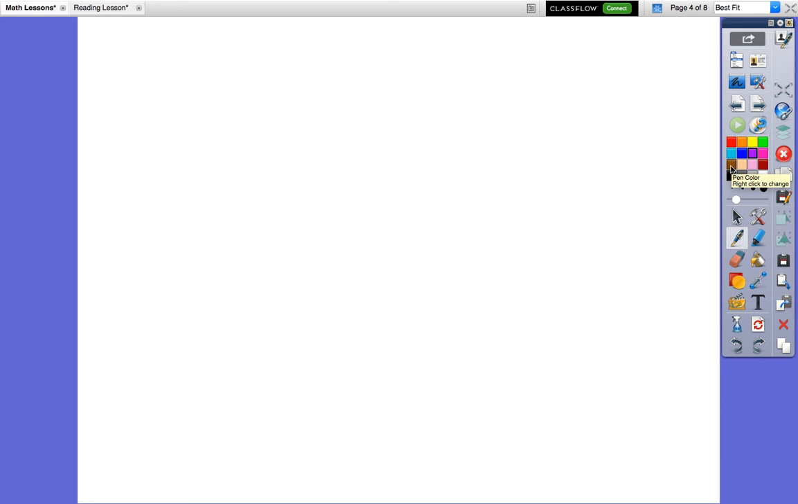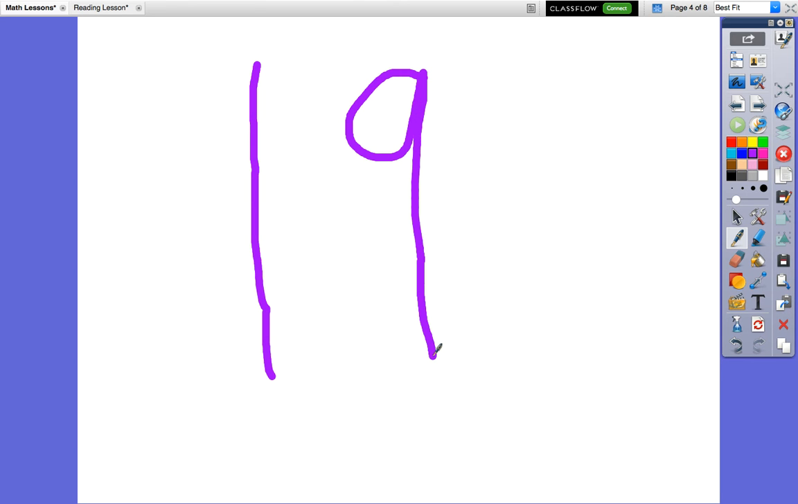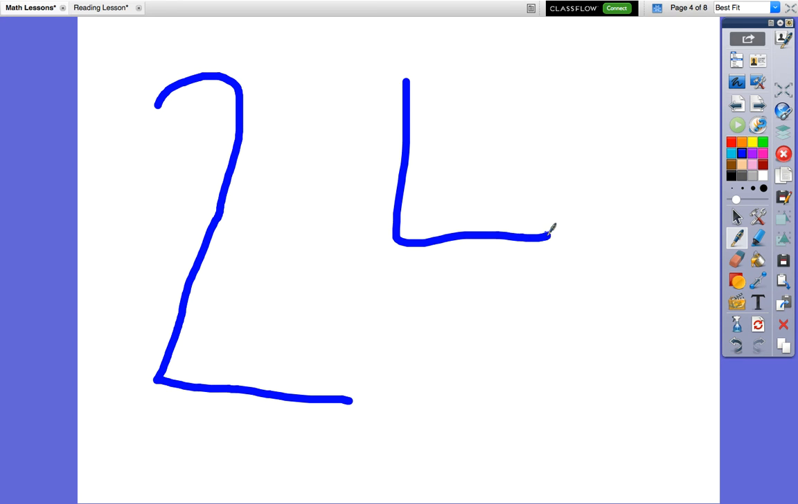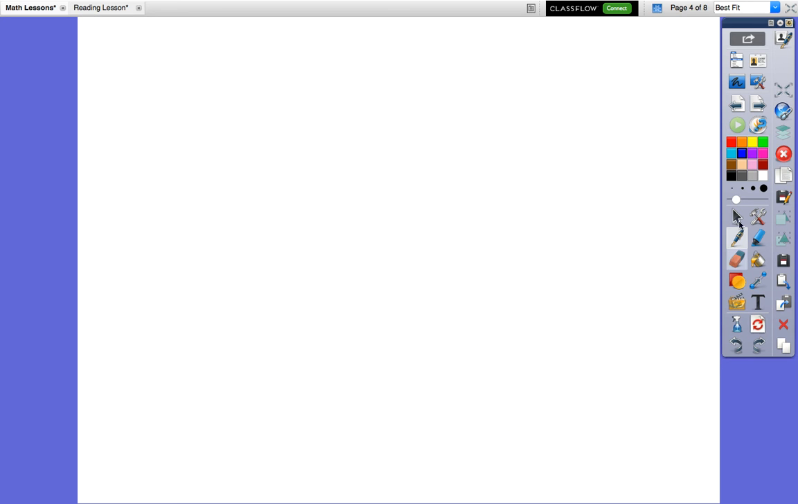19. What does 19 look like? Let's check our work. 1 in the tens place, and 9 in the ones place for 19. Great job. Okay, now let's do 24. What does 24 look like? All right, we've got 2 in the tens place and 4 in the ones place for 24. All right, let's do another one.